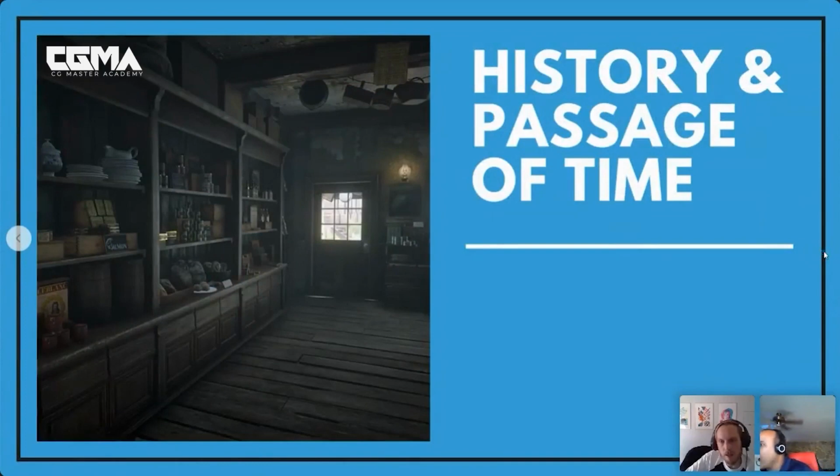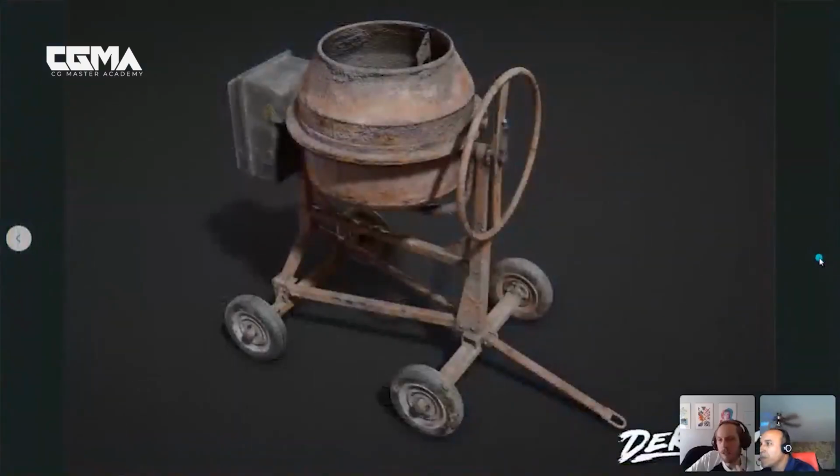So next is history and passage of time. This is basically talking about what's happened here over the course of its years, like how old it is. You can really tell a story with even just one asset. This is one of my favorite assets from Decagon, and it's telling a really compelling story in that you can see the wear, the damage, the years of use this thing has had.